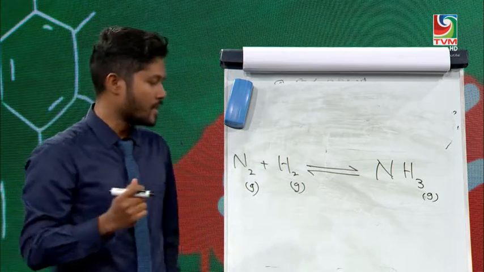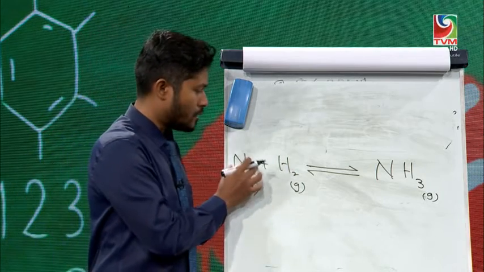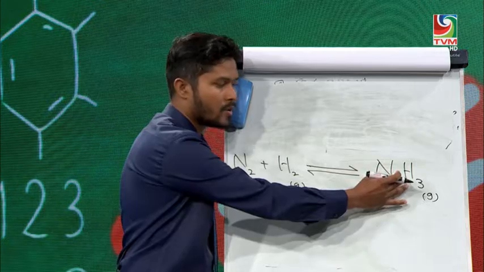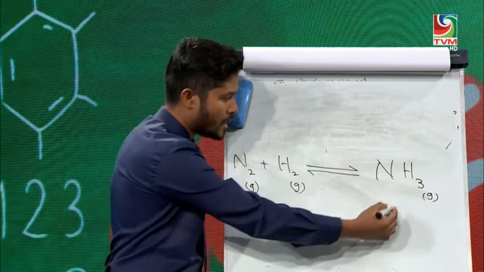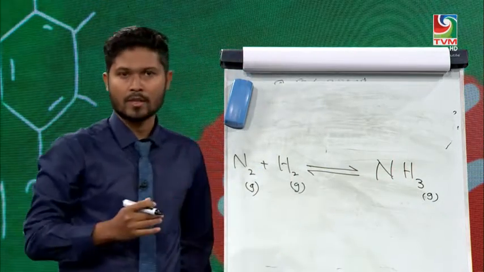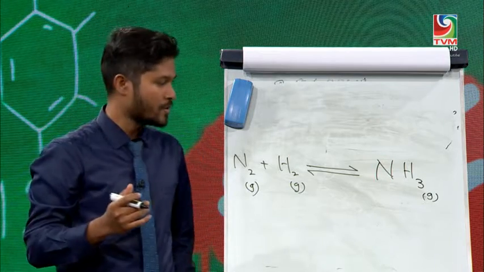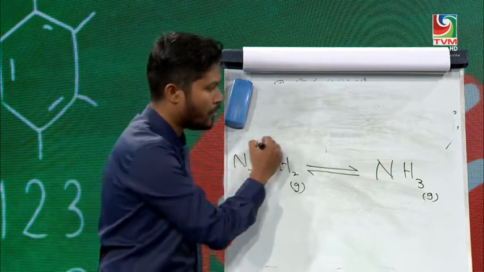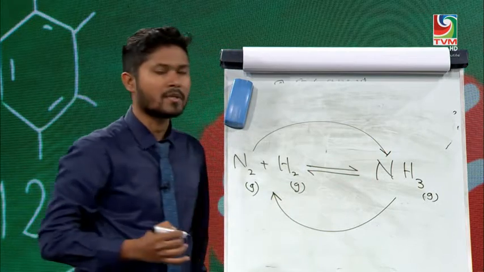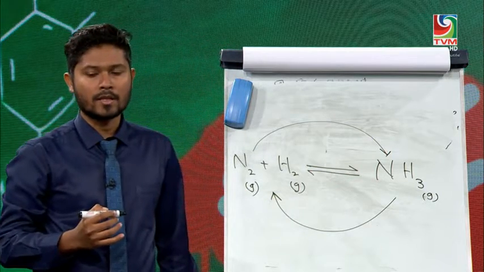A reversible sign is where the combination of nitrogen and hydrogen produces ammonia, and at the same time, the ammonia breaks down to form hydrogen and nitrogen. So it is a reaction in which both the forward reaction and the backward reaction happen at the same time. That's a reversible reaction.